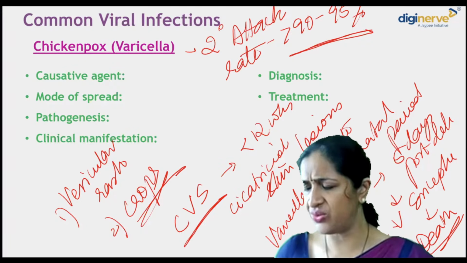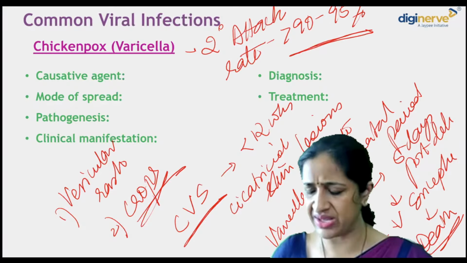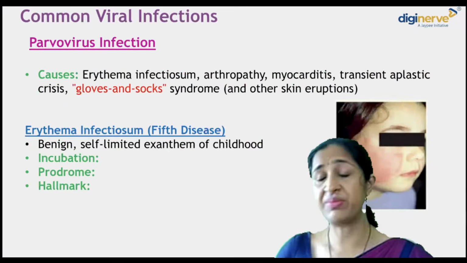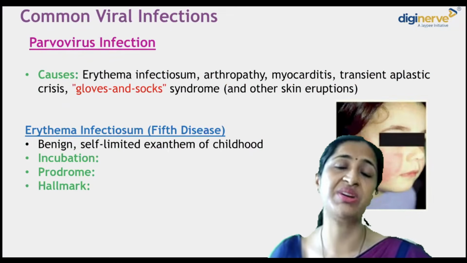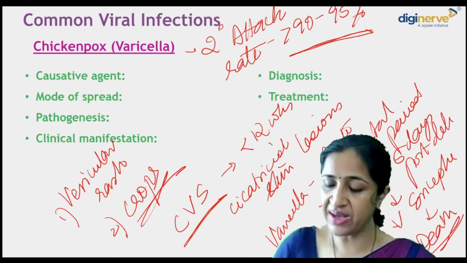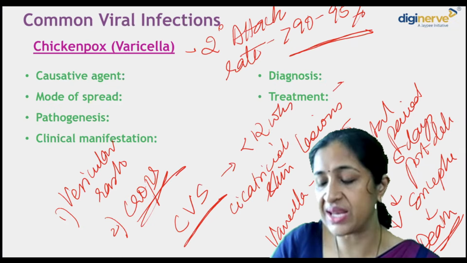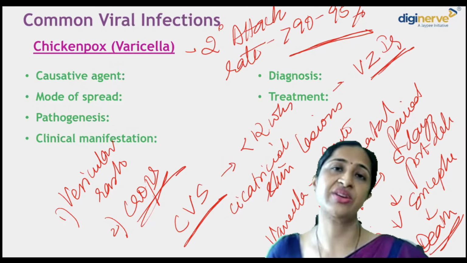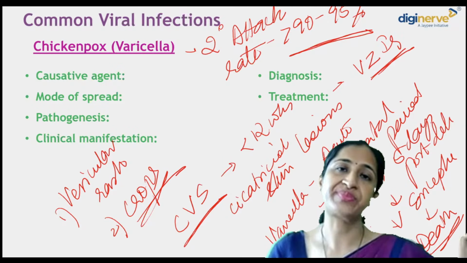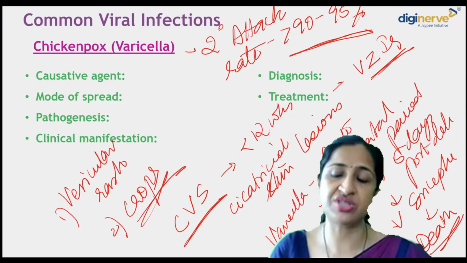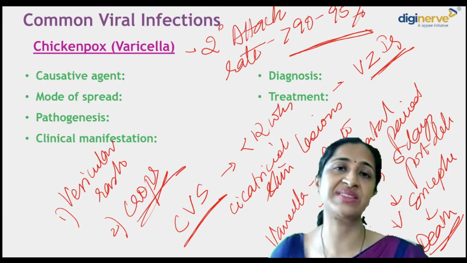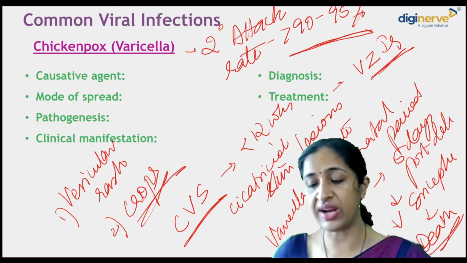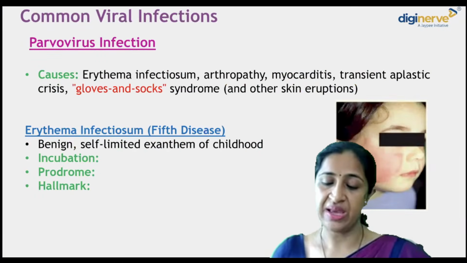Diagnosis is clinical. If you wish, we can do IgM varicella, it's available. Treatment, we have acyclovir, which should be started ASAP. Another important aspect of treatment is that we have varicella zoster immunoglobulin available. If the child is a neonate, just delivered, and the mother got chickenpox, we should give immediate varicella zoster immunoglobulin to neutralize the varicella virus.